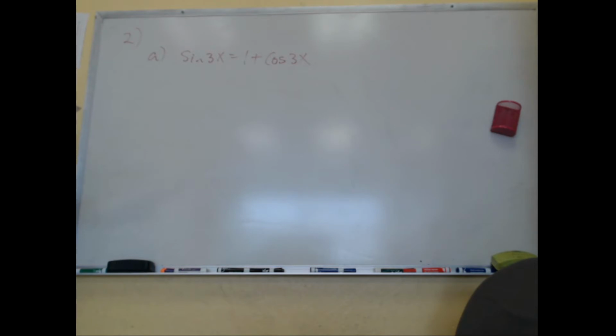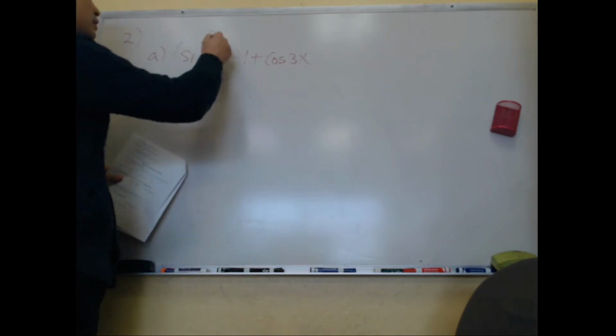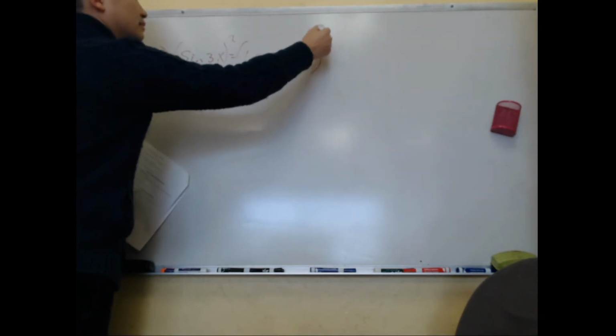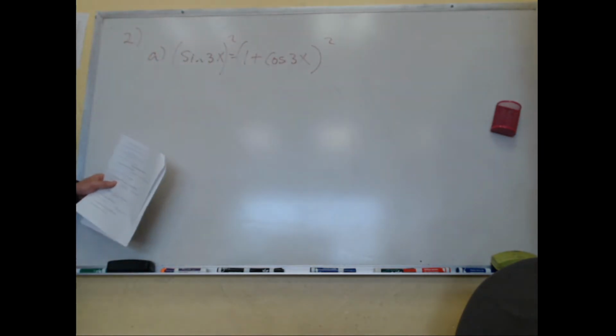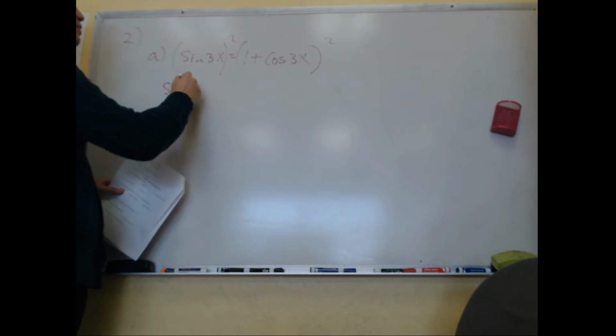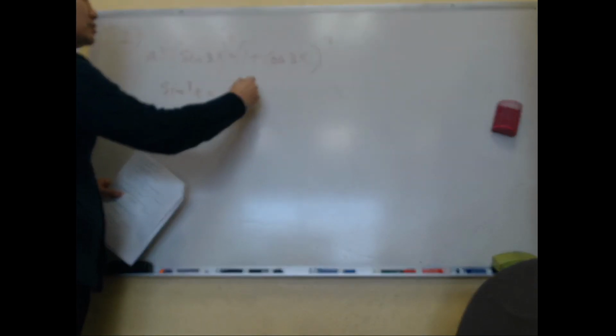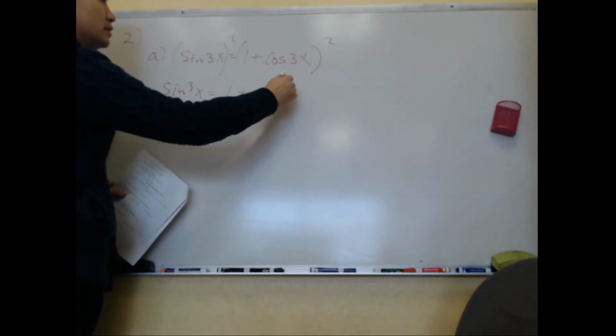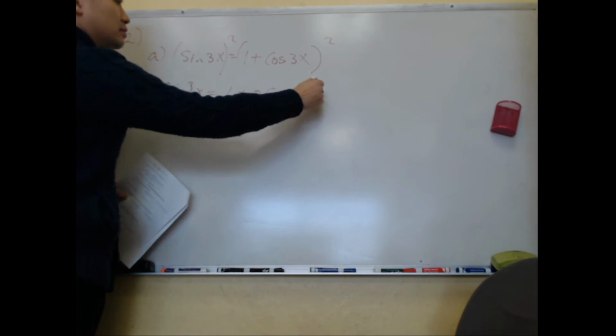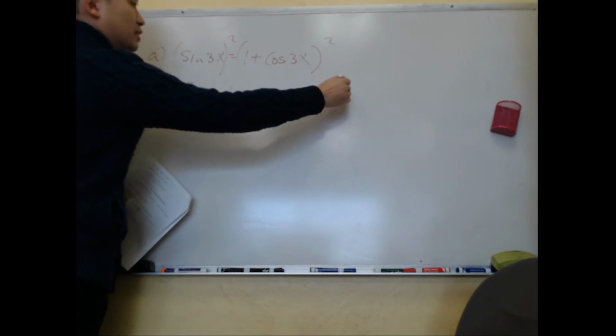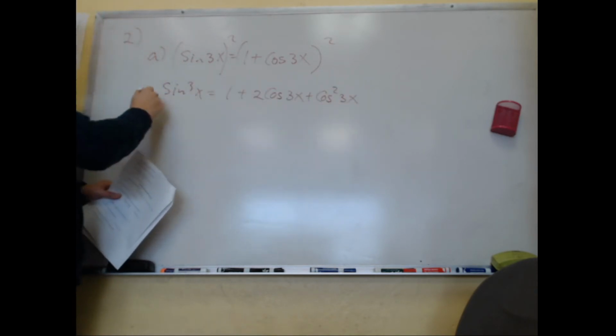We can rewrite it in terms of cosine. Can we square both sides? Yeah. So we've got sine squared of 3x equals 1 plus 2 cosine of 3x, plus cosine squared of 3x. And the left-hand side we can convert into what?